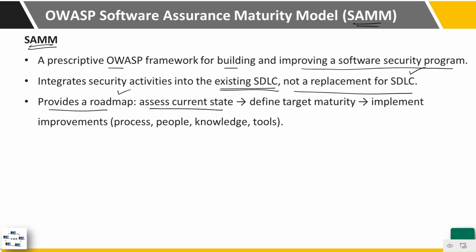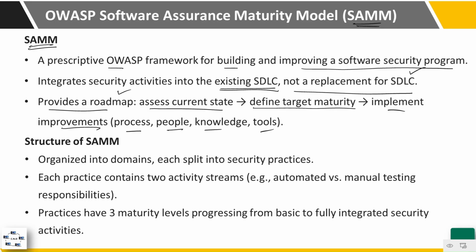It assesses the current state and then defines the target maturity, then implements the improvements across processes, people, knowledge, and tools. So the structure of SAMM is that it is organized into domains and each is split into security practices. Each practice contains two activity streams, for example, the automated versus manual testing responsibility. Practices have three maturity levels, progressing from basic to fully integrated security activities.